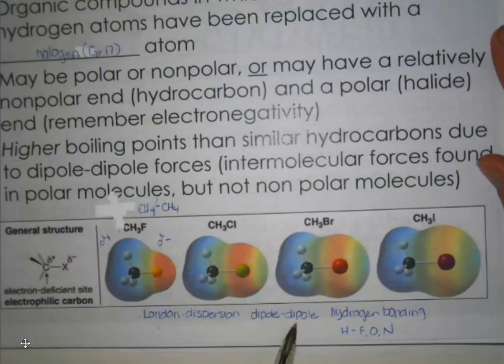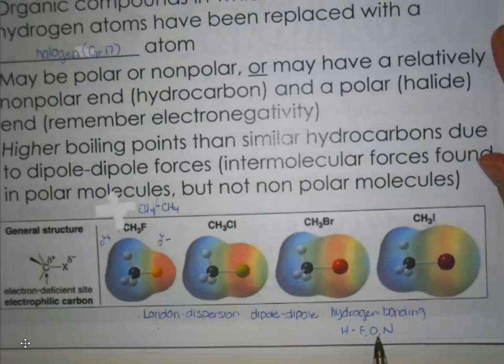Okay. Now the last type, which we'll look at more when we get into alcohols, is hydrogen bonding. So this is the strongest of the intermolecular forces, and this is only present when we have hydrogen directly bonded to either a fluorine, oxygen, or nitrogen, sometimes chlorine, but these are the main ones.